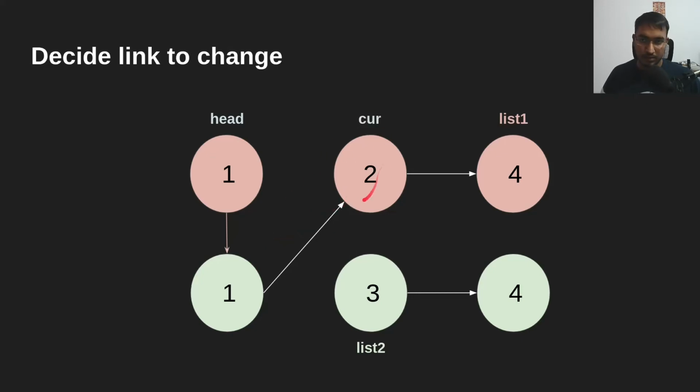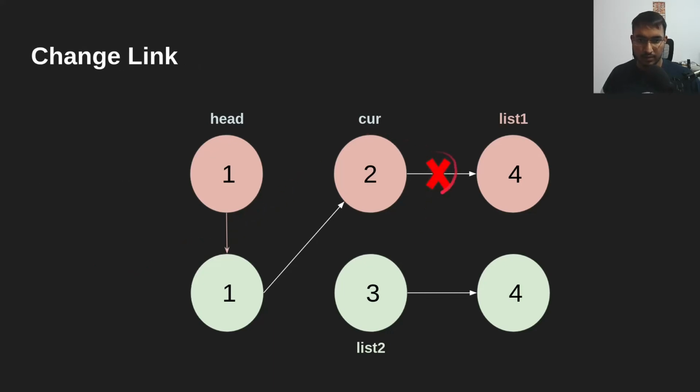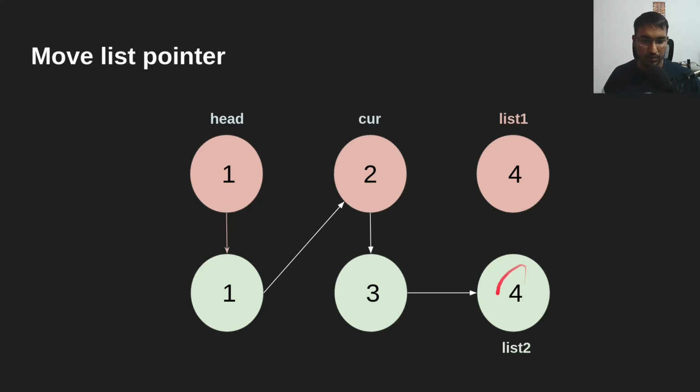Again we have to make a decision. List 1 is pointing to 4 here, and list 2 is pointing to 3 here. In this case list 2 is less than list 1. So we want to change this link. We cut it off, and we make current next be list 2. Similarly, since this work is done, we move list 2 next to this 4 here, and we move current to current next, right?